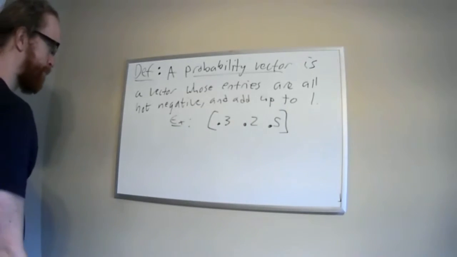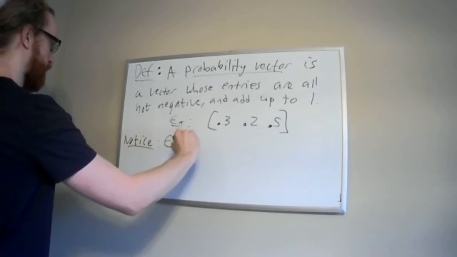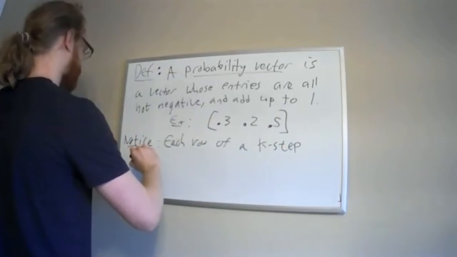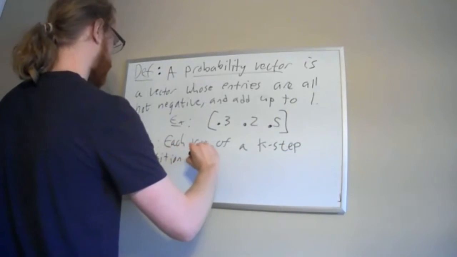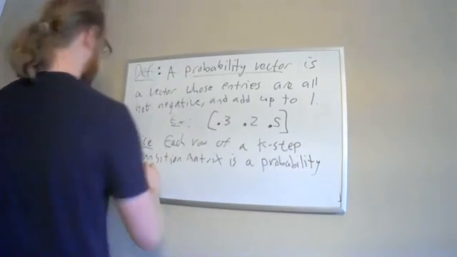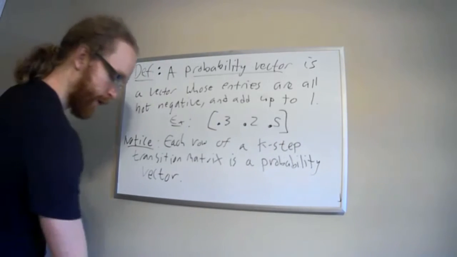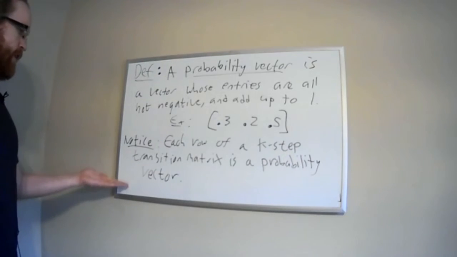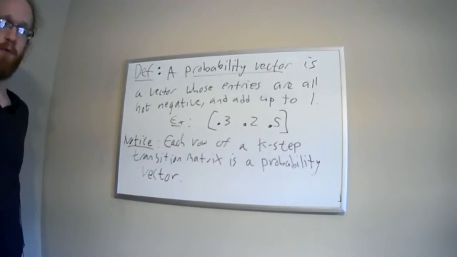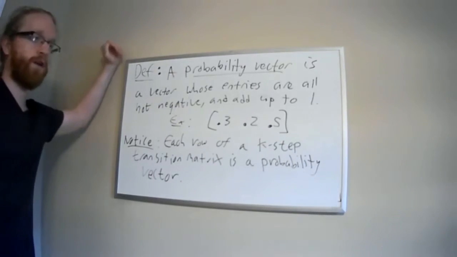Okay. And so just to notice, each row of a k-step transition matrix is a probability vector. So each row is a probability vector in a k-step transition matrix. I sort of already have pointed this out to you multiple times before, that each row adds up to 1. Now we're just stating this in fancier language. Each row of a k-step transition matrix really just is a probability vector because the entries add up to 1 and they're not negative. Okay. So this idea of vectors and stuff is going to be really important in section 8.3.